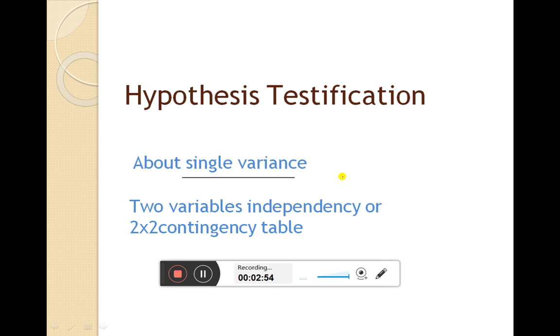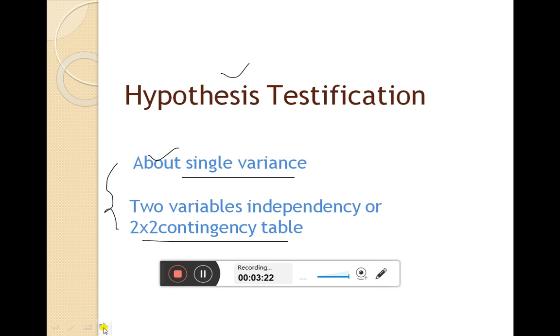Second, under hypothesis testification through chi-square distribution, we have the 2 cross 2 contingency table. It means total we will cover 2 topics here under the chi distribution, under the heading of hypothesis testification. Now first we are going to start our first topic, and that is hypothesis testification about single variance.